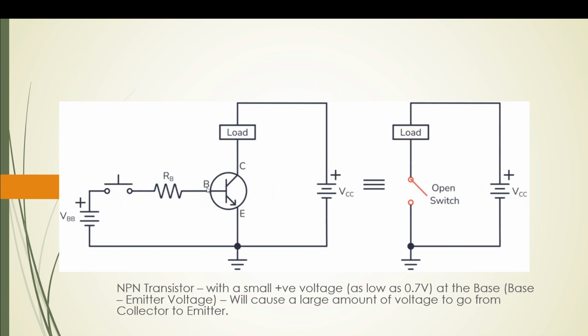Now, how much voltage is basically required at the base? It requires a very small voltage, even less than 1 volt. It requires as little as 0.7 volt. So when you pass a small amount of electricity at the base, it will allow a large amount of electricity to pass through the collector emitter.